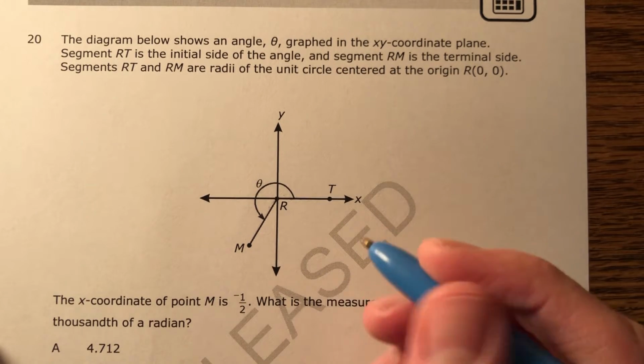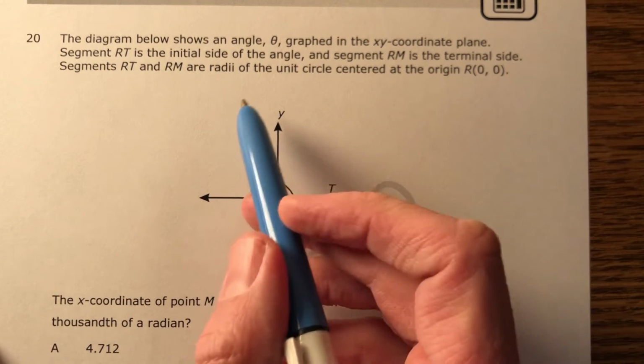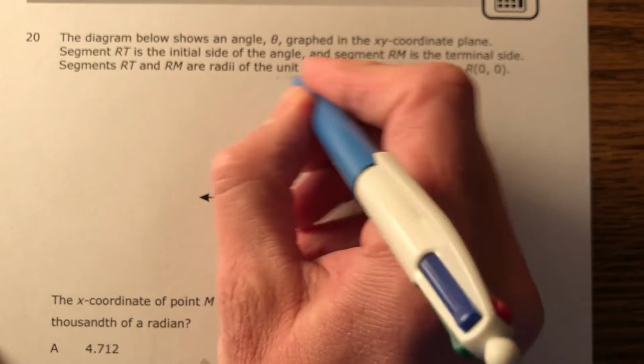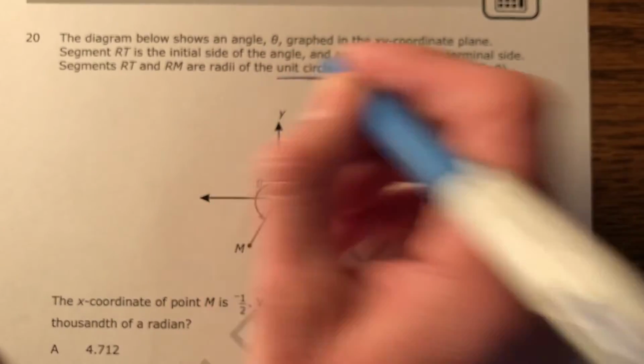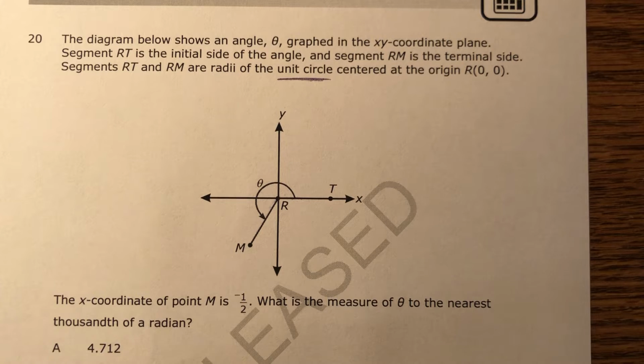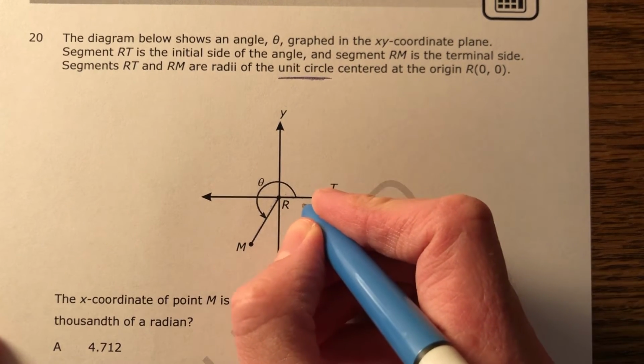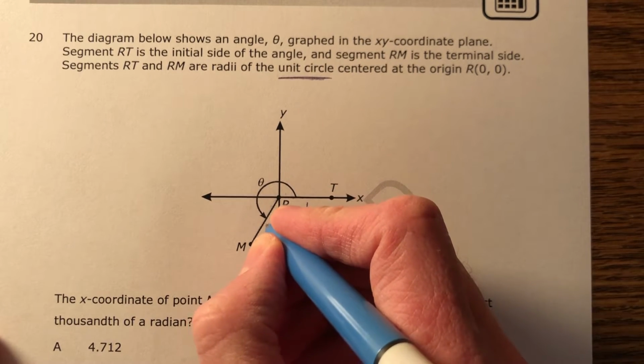And segments RT and RM are radii of the unit circle, and that is important. Unit circle, which means that the radius is 1, and that is important to know. The first time I read through this problem, I thought, oh, there's not enough information, and I realized there is because they said it's a unit circle. So this length is 1, as is this length right here.